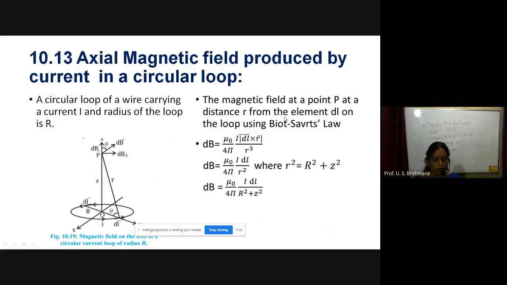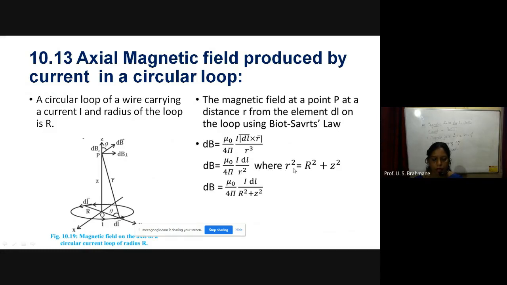Now we are going to apply the Biot-Savart's law. The magnetic field at a point P at a distance r from the element dl on the loop using Biot-Savart's law. So see here, this is dB. We are taking a small element dl, so we'll consider dB. dB is equal to mu 0 upon 4 pi in Biot-Savart's law, that is I dl vector cross r vector, mod of it, divided by r cube. Now dB is equal to mu 0 I dl upon r square.